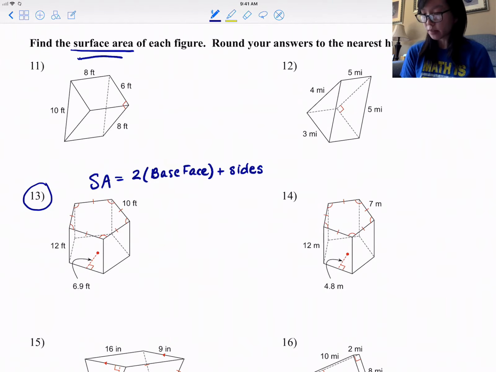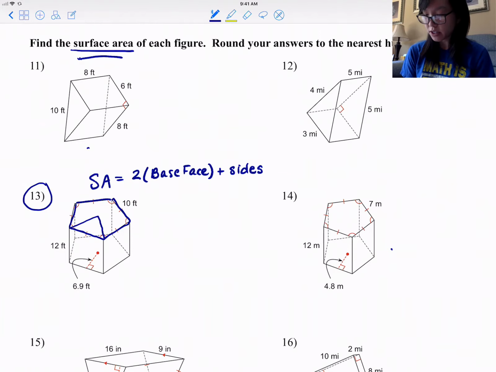Let's start with the base face. The base face of this object is this pentagon right here. And notice it's different per object. Number 14, it's a pentagon as well. But for number 11, it's a triangle. Just keep that in mind. Let's go ahead and find the area of this base face.